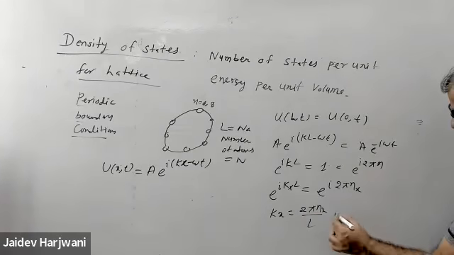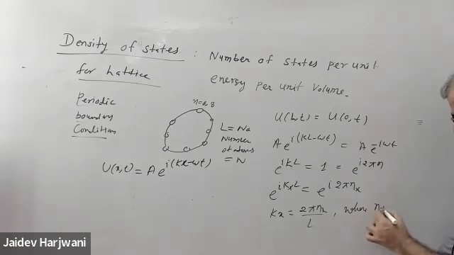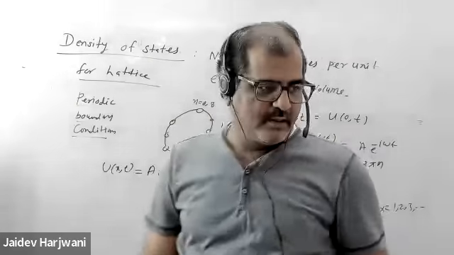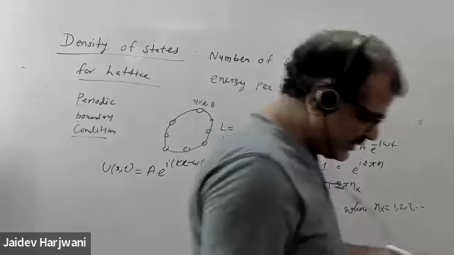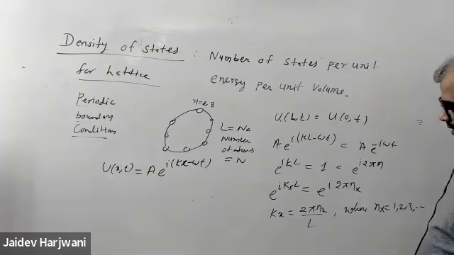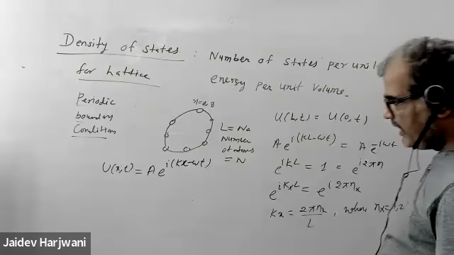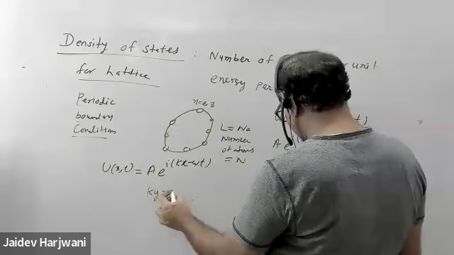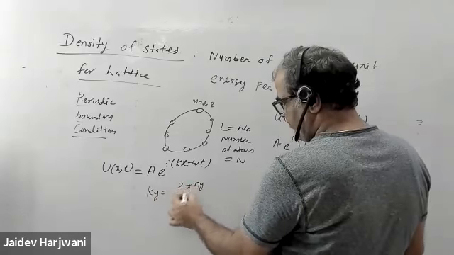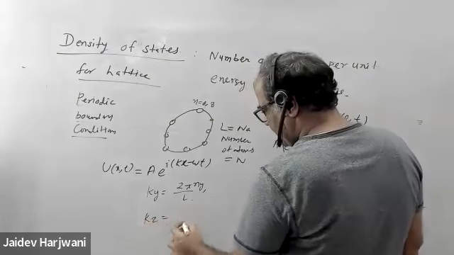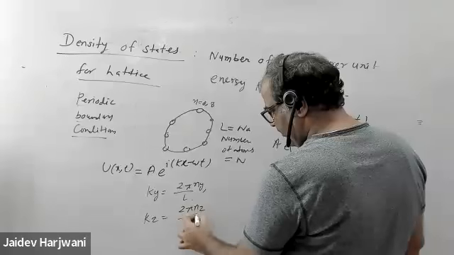Where nx is 1, 2, 3, because 0 we are not considering, since 0 and n are the same. You cannot count it two times, so I'm leaving 0. So we have up to n atoms. This is one dimension. Similarly, I can also write for the other directions: ky equals 2 pi ny upon L, and kz equals 2 pi nz upon L.